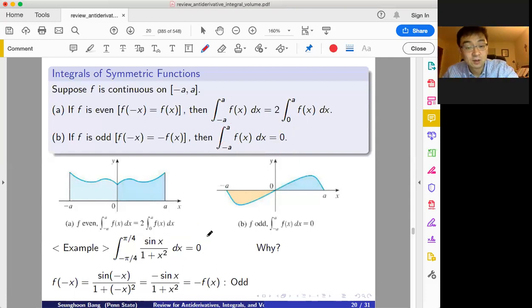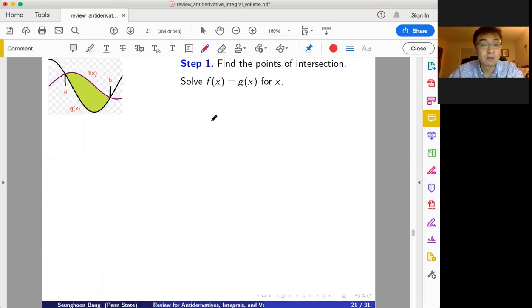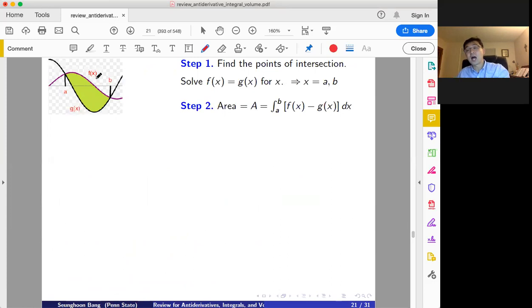The next thing, here, we think about how you can find the area between two curves. How can you find the area? First, find the intersection points a and b. Find the points of intersection: solve f of x equals g of x for x. x equals a, b. Step 2, find the area A. Always top curve minus bottom curve. The integral from a to b of top curve minus bottom curve dx.